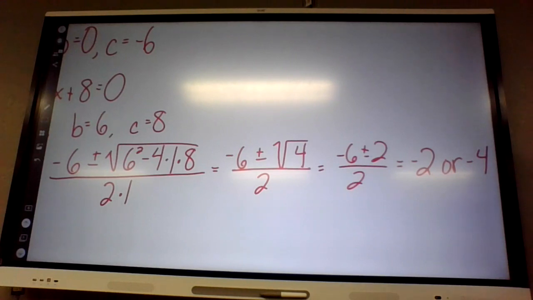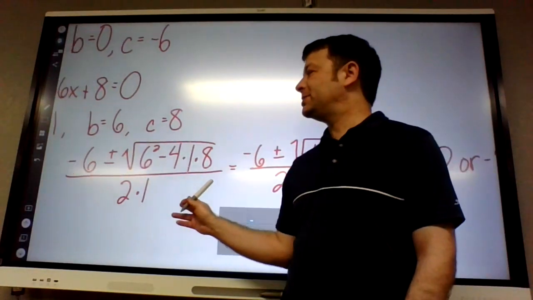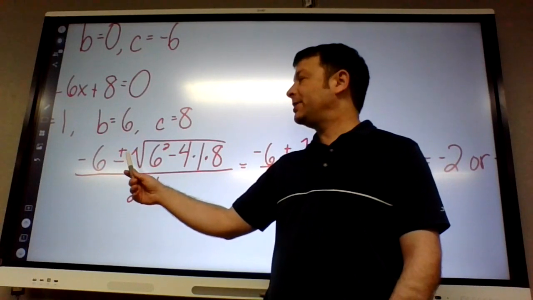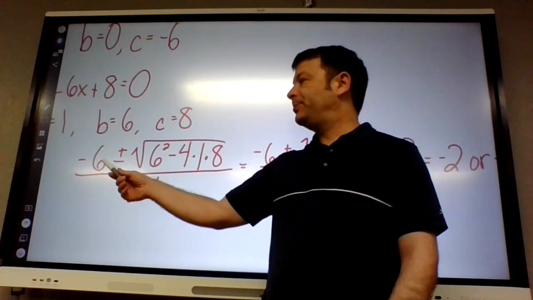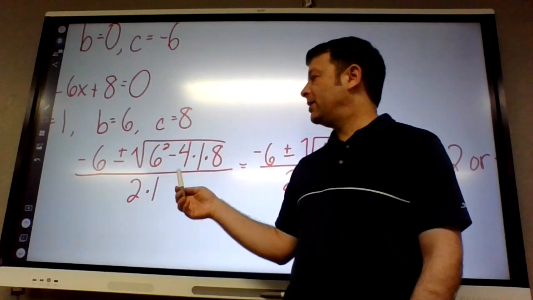And you could check those answers. You could plug them back into the original equation. Can we do this with our calculator? Not exactly. Your calculator can't do plus and minus at the same time. You could do plus, and then go back and change it to a minus. That's actually kind of smart.